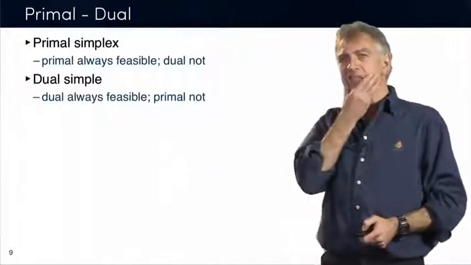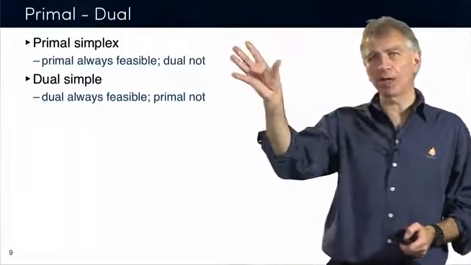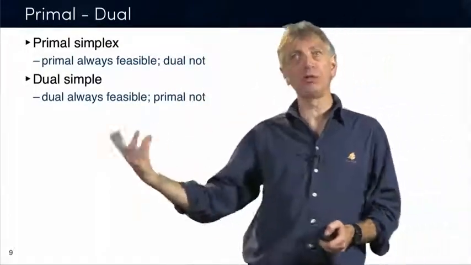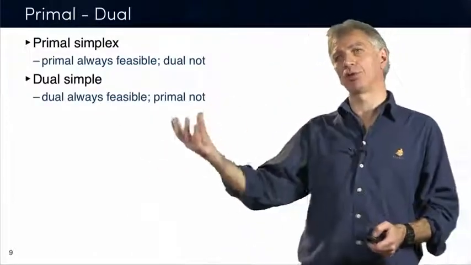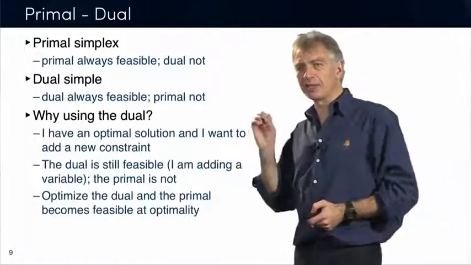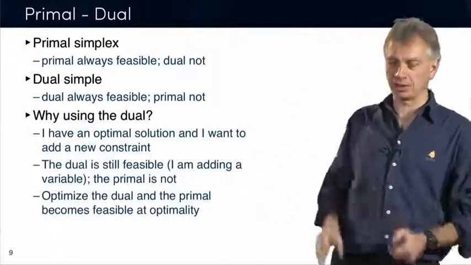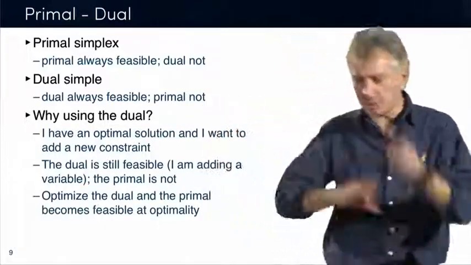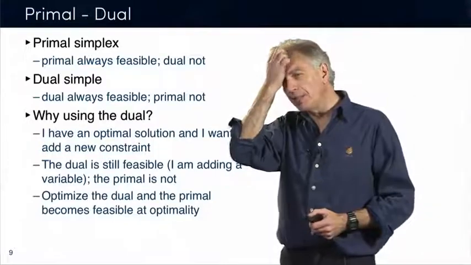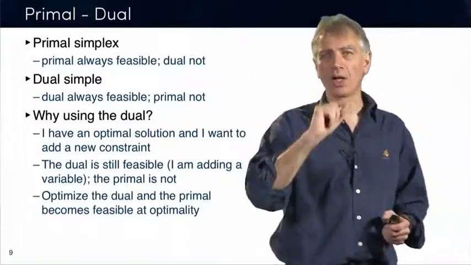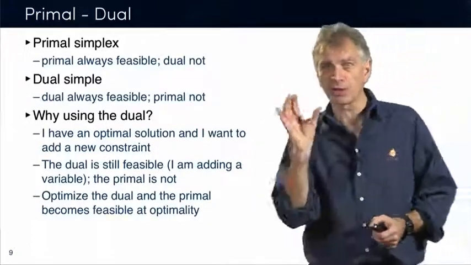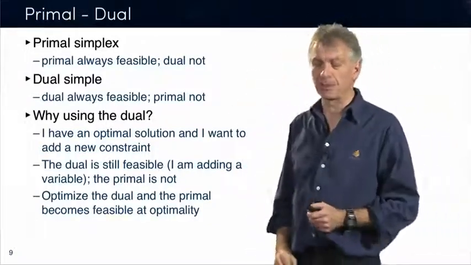So in a sense, what I'm telling you is that you can solve the primal, and then at optimality you have a solution to both the primal and the dual, or you can solve the dual, and then at optimality you have a solution to the primal and to the dual. So which one do you do? Well, there is one case where it's very useful to use the dual. Assume that you optimize the primal, you have the objective, you have the optimal solution. And then somebody comes and says, I forgot to tell you I have this one constraint. Obviously, if the constraint is satisfied, it's not interesting. But assume that the constraint is not satisfied. What's going to happen?